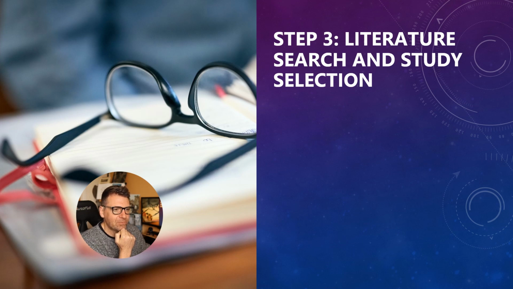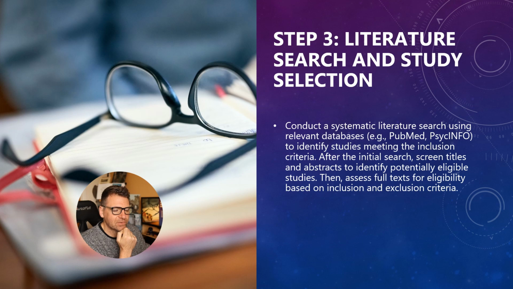So then we do step 3, which is the literature search and study selection. This is when we conduct the actual systematic literature search. We use relevant databases, so PubMed, PsycInfo, and then we're going to look at our inclusion criteria. We're basically going to use key terms like, let's say, anxiety, CBT, anxiety reduction, and then you're going to eliminate studies that maybe involve children, teenagers, or studies that look at a different type of therapy.